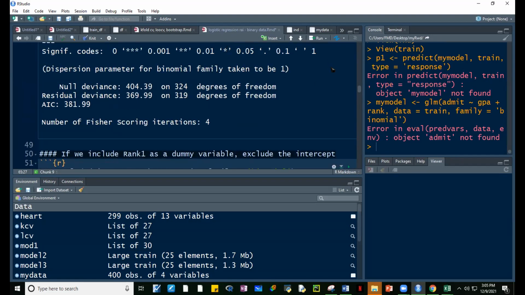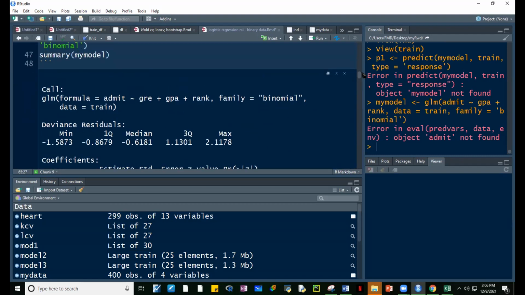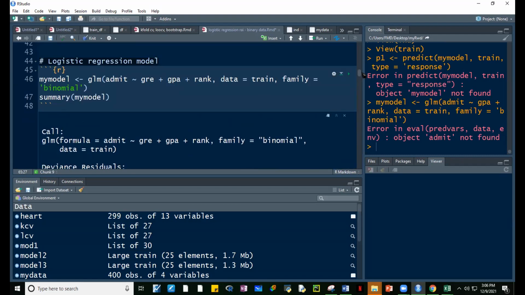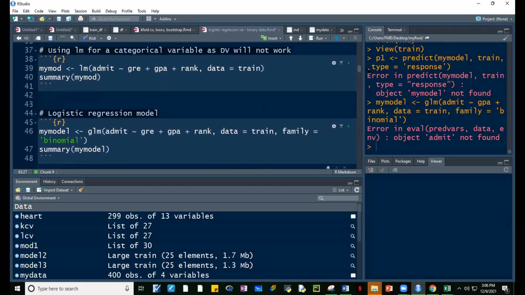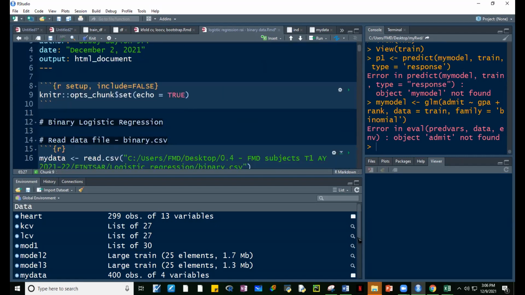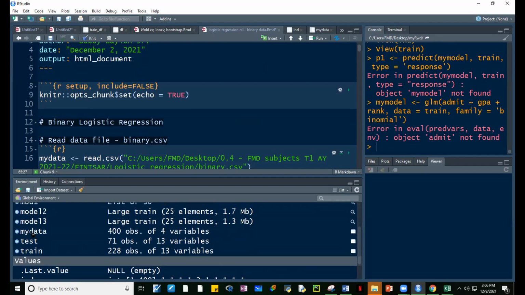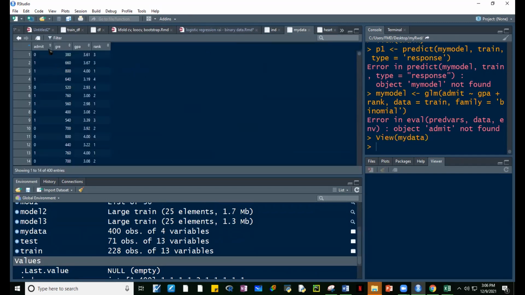Okay, this is because there are so many open. Guys, sorry. I'm getting confused. There are so many RMD files open. So I'll come back to this. Admit not found. Why? Where is my data here? This. Yeah, here. It's here. My data is here. There, right? So my data is okay now.